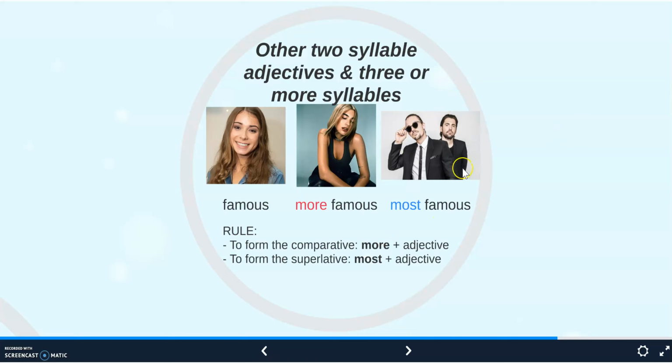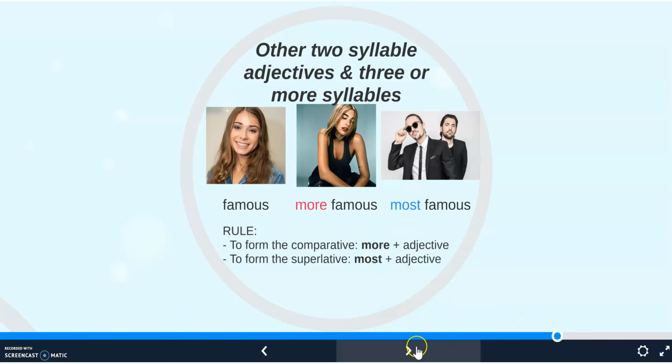So everyone knows them. So for other two-syllable adjectives and three or more syllable adjectives, to form the comparative, you have to add more and then the adjective, or for the superlative most and the adjective. You have to trust your gut here. Sometimes it's possible that, for example, a two-syllable adjective can follow the general rule, so add er or est, or that you have to add more. It's both possible. You have to trust your gut feeling here.